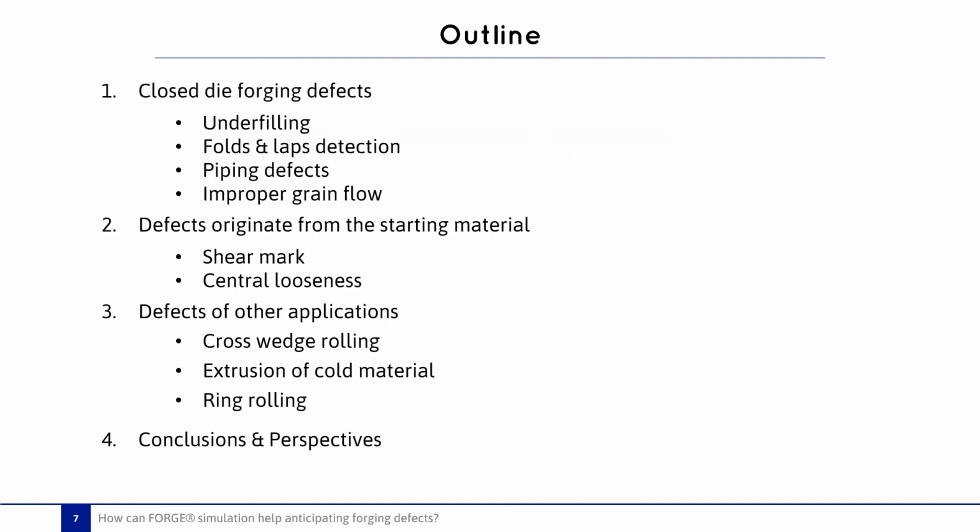Let's start with the outline of this webinar. First, I will start by showing how the simulation can predict closed-die forging defects, for example, underfilling, faults and laps detection, piping defects, and proper grain flow. The second part is dedicated to the defects originating from the starting material, such as shear marks, central looseness, and porosities. In the last part, some defects detected in cross-wedge rolling, extrusion, and ring rolling will be investigated. And I will finish with the conclusions and the perspectives.